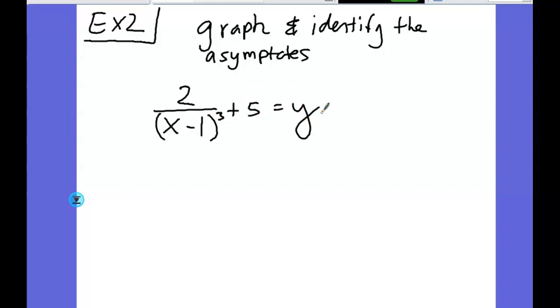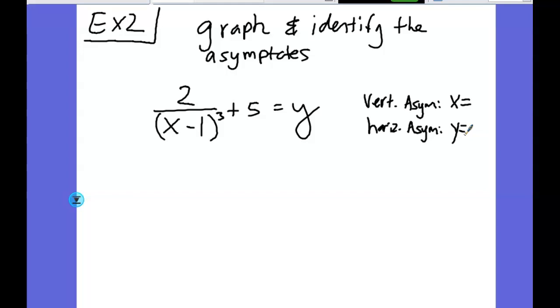Let's say I wanted to graph this. The first thing you're going to want to do is identify your horizontal asymptote and your vertical asymptote. Vertical asymptotes are always of the form x equals some number. Horizontal asymptotes are always of the form y equals some number. So let's see what they are.